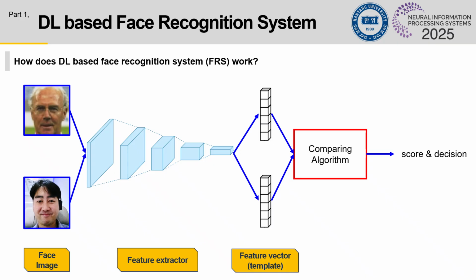This slide illustrates how a deep learning-based FRS operates. As you can see, a face image is passed into a deep neural network feature extractor, which produces a feature vector. All such feature vectors are typically normalized to lie on a unit hypersphere. A comparing algorithm then takes two feature vectors and computes a cosine similarity score. Based on this score, the system makes a decision.